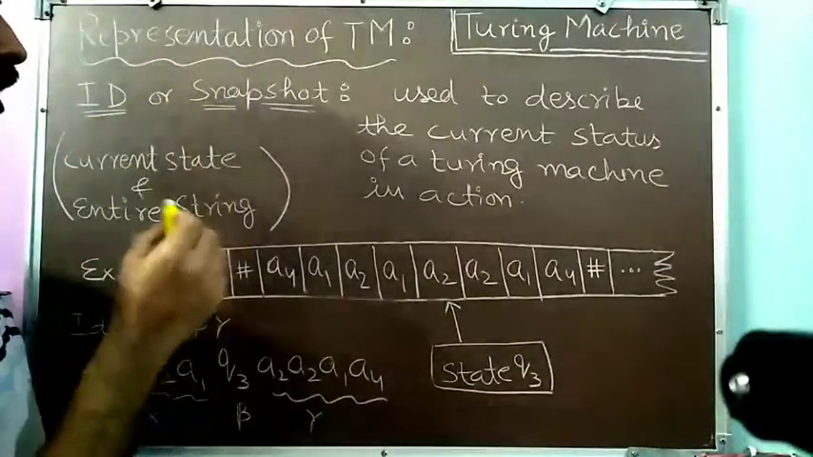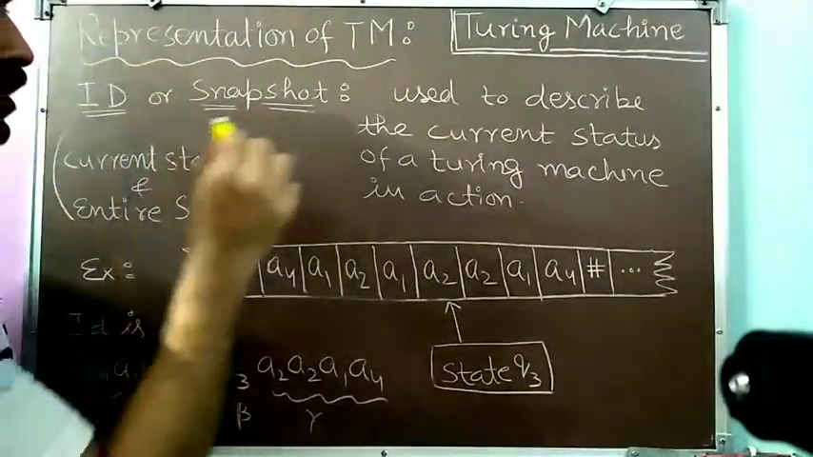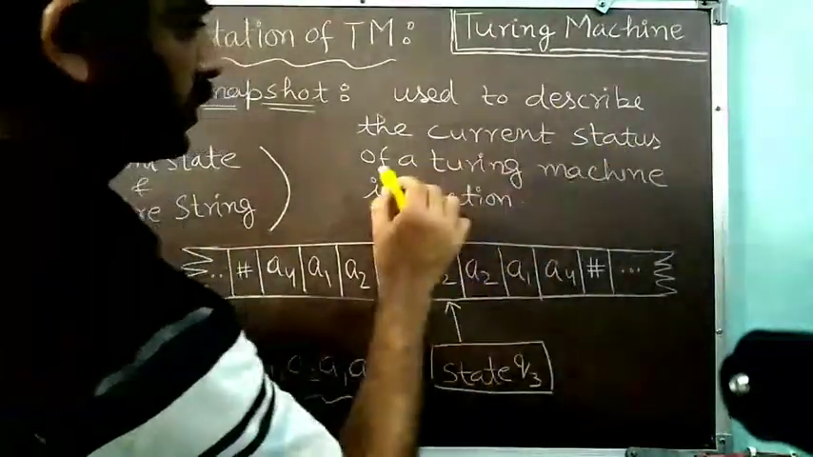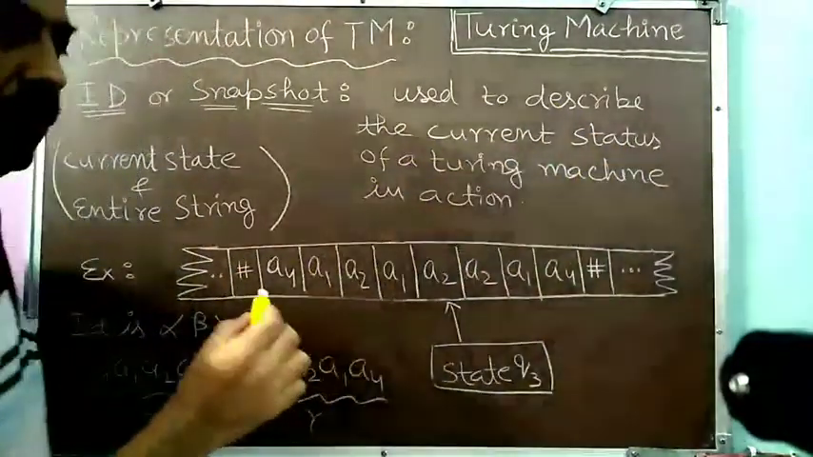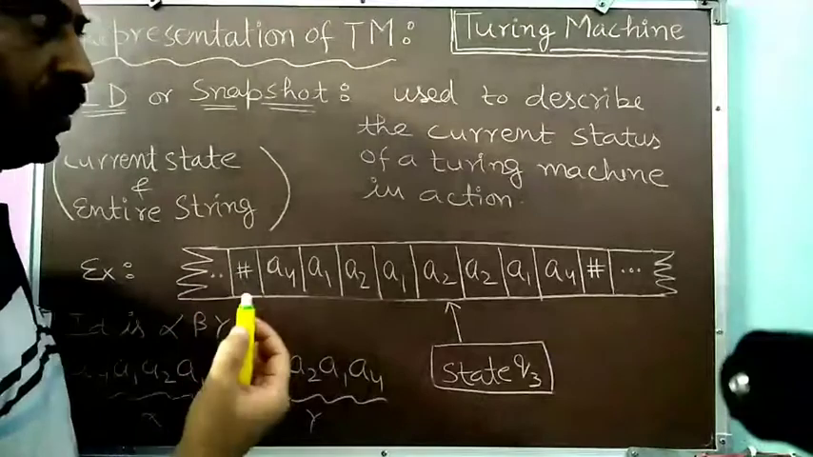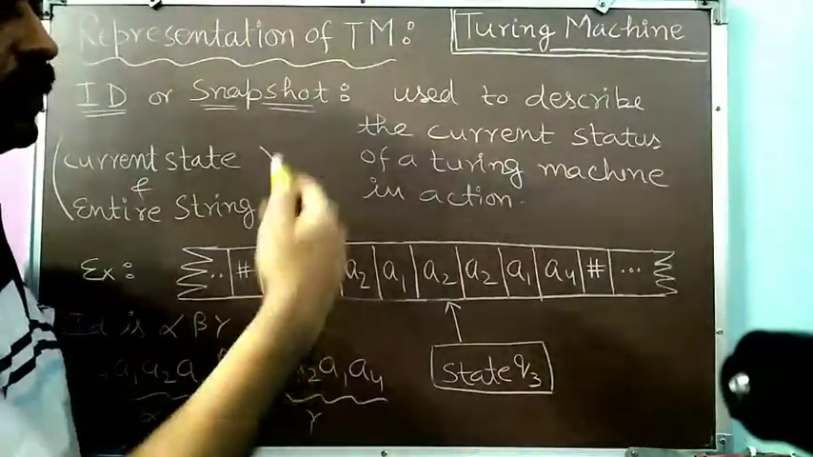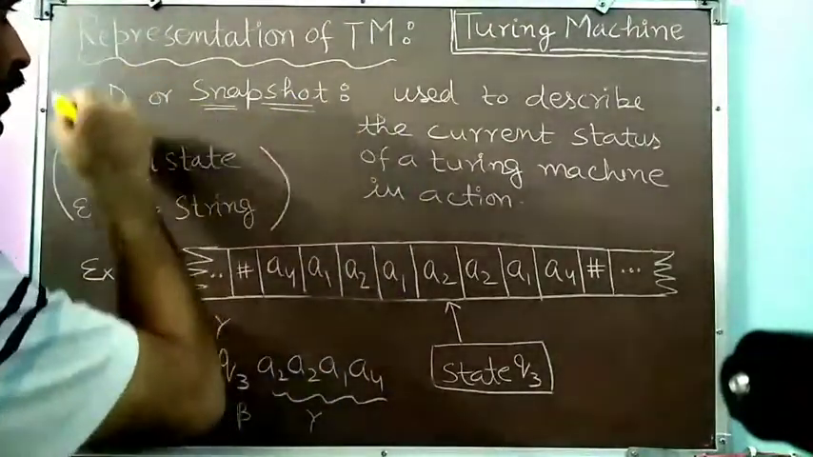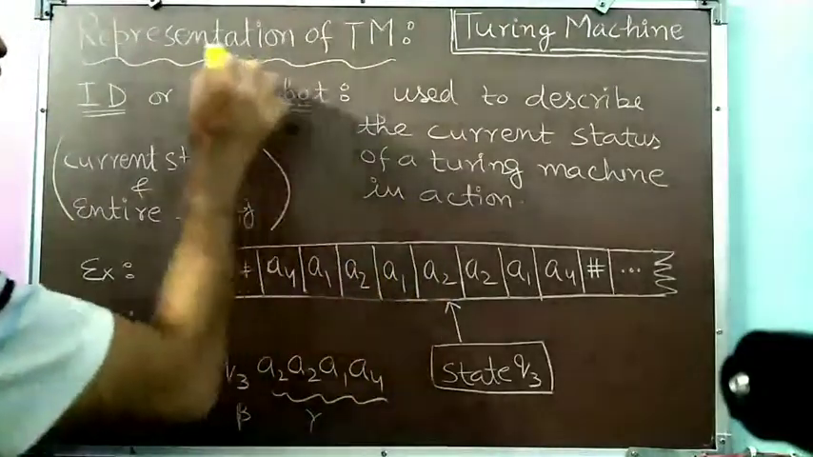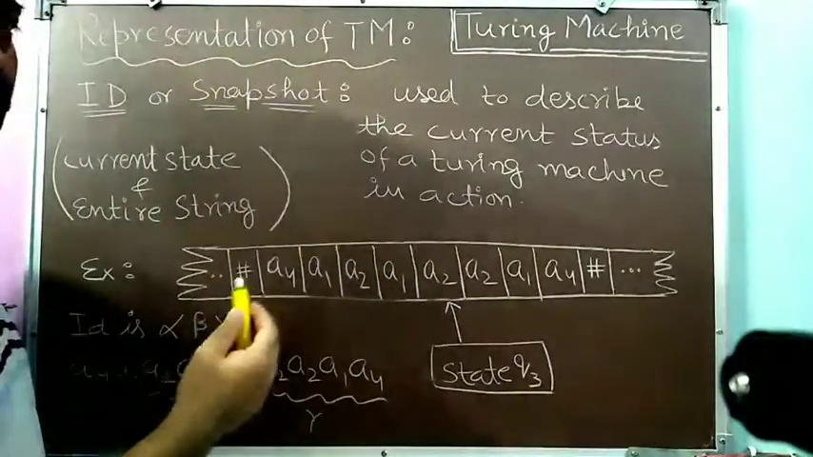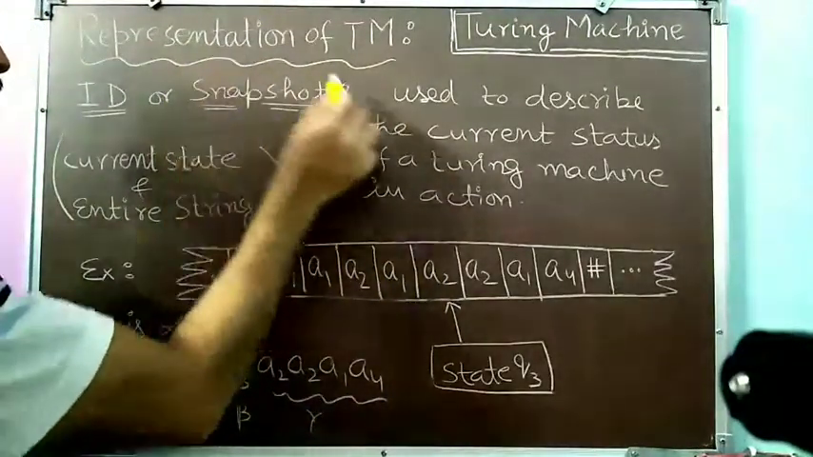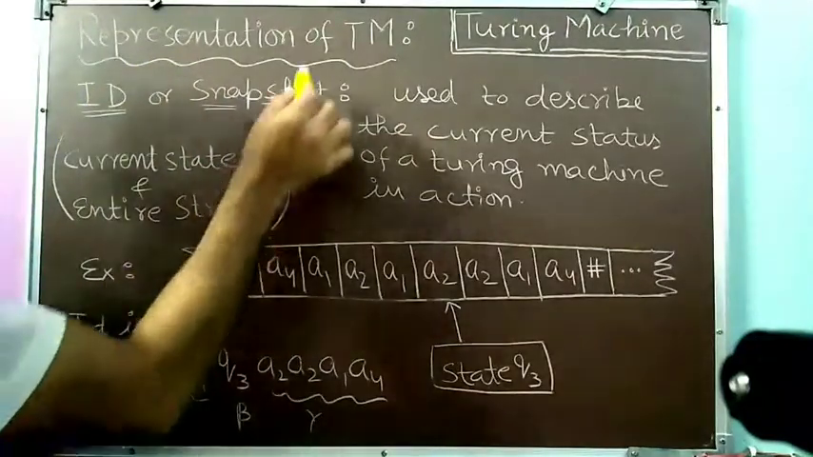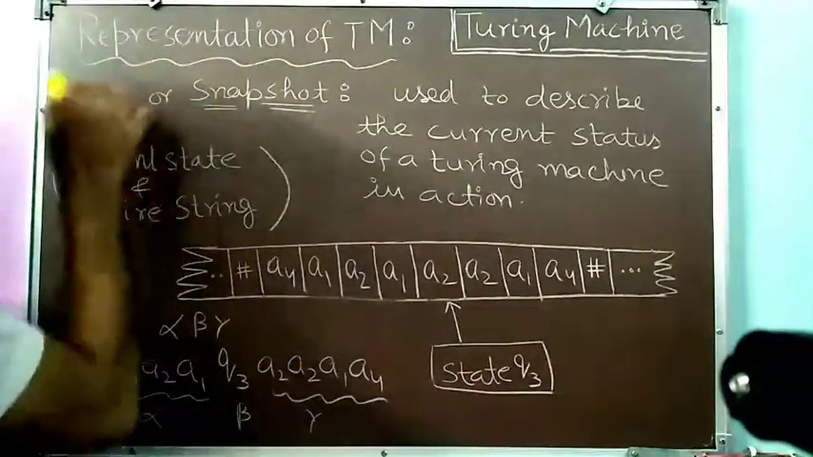As I have already described, that ID is used to describe the current status of a Turing machine in action. So if our Turing machine is in action, then what is the current status of that machine? This ID will be used to describe that. We will also call this the snapshot of a machine. How do we define this snapshot or ID?